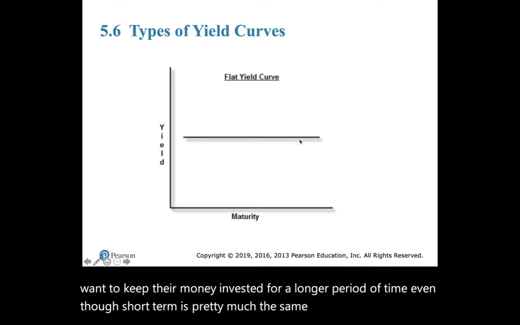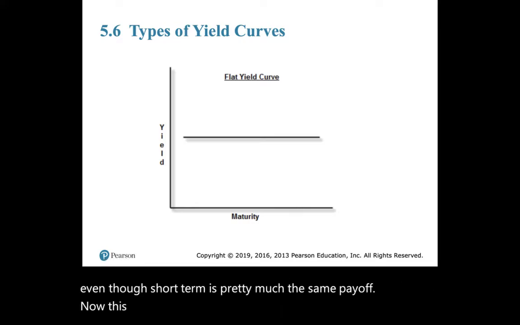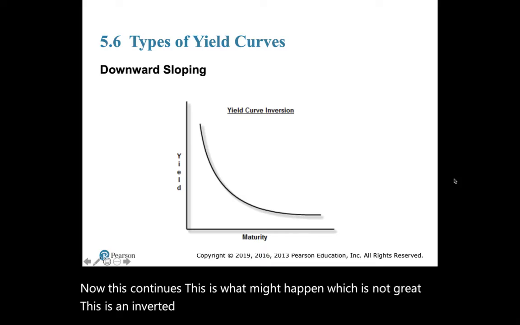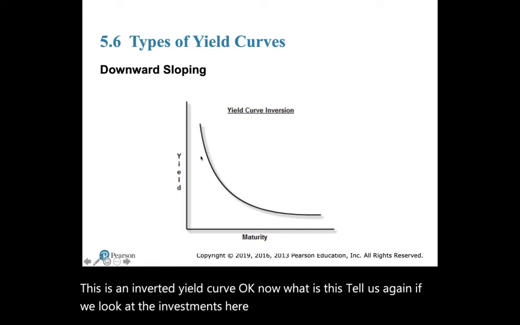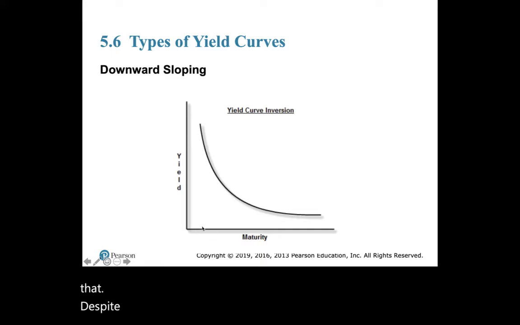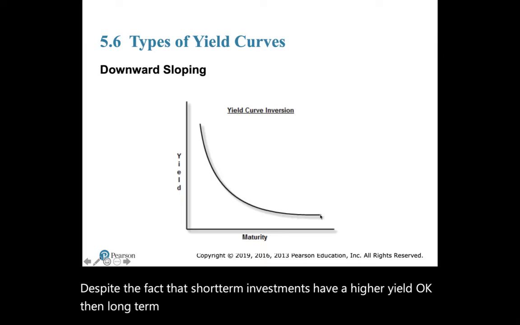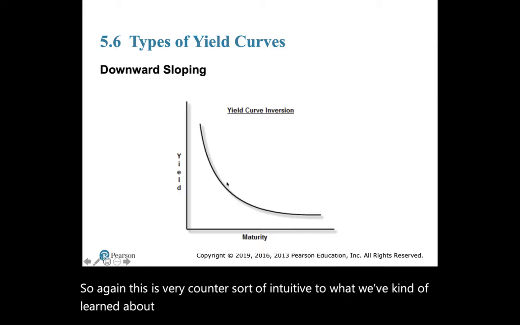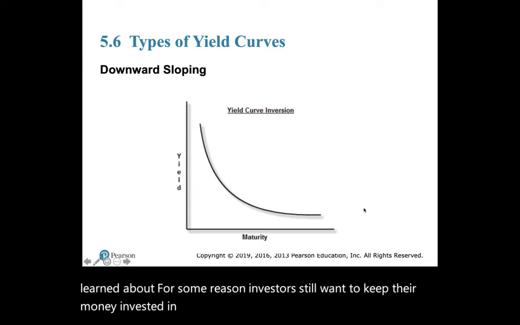Okay. Now, if this continues, this is what might happen, which is not great. This is an inverted yield curve. Okay. Now, what does this tell us? Well, if we look at the investments here, what it's actually showing us is that short-term investments have a higher yield than long-term investments. So again, this is very counterintuitive to what we've learned about. For some reason, investors still want to keep their money invested long-term. There's actually still more demand to invest your money for a longer period of time, okay?